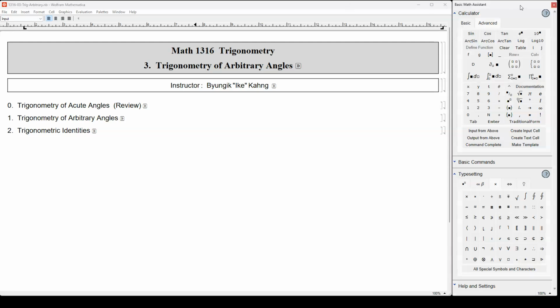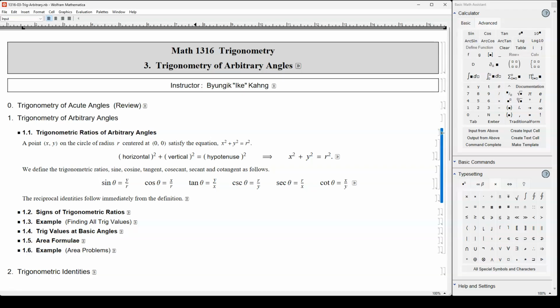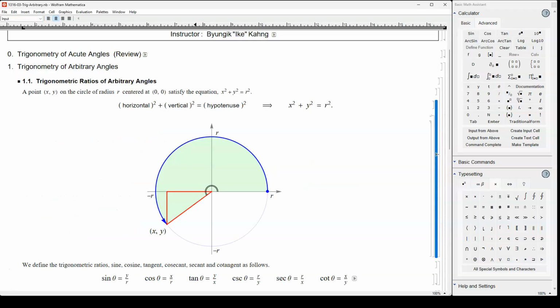Hello students, welcome back. Let us resume our discussion in section 1. Previously, we defined trigonometric ratios of arbitrary angles. We begin with a circle centered at the origin with radius r, and we can inscribe any angle here.